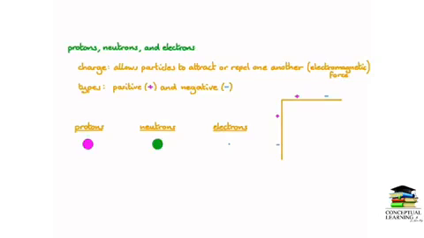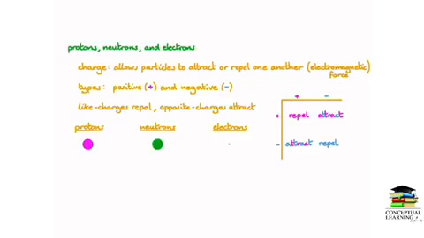And charged particles interact with one another depending on the type of charge they have. If we have two particles with positive charge, they'll repel one another. And if we have two particles with negative charge, they will also repel one another. However, if we have one particle which is positive and the other particle which is negative, they'll attract one another. So like charges repel and opposite charges attract.